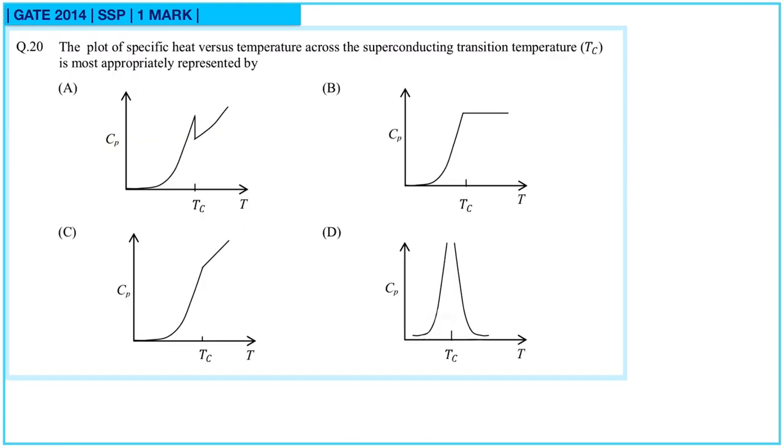Next, question number 20. The plot of specific heat versus temperature across the superconducting transition temperature is most appropriately represented by. So there will be some discontinuity at Tc. So option A is correct. So this is the variation of specific heat versus temperature, option A.